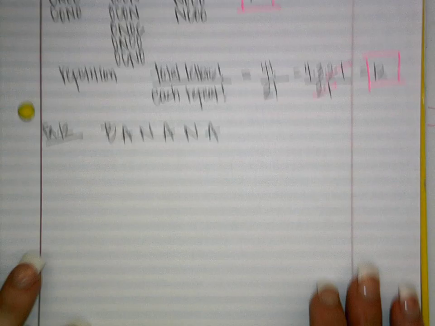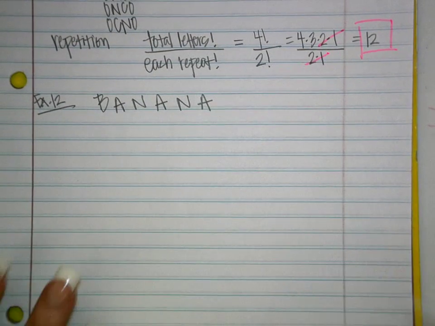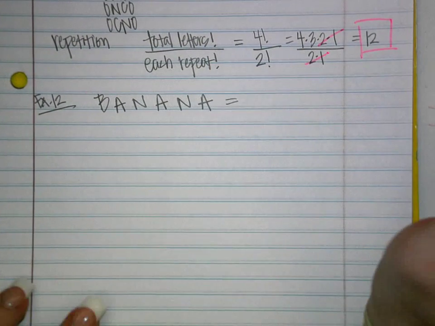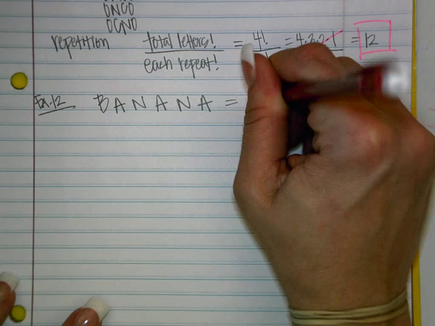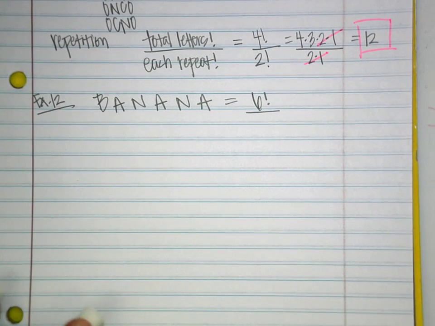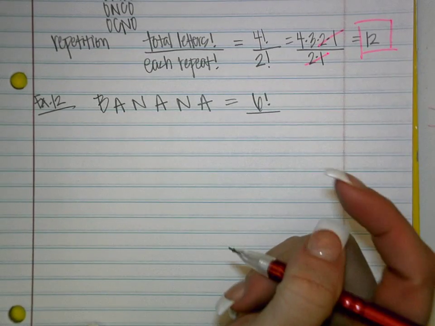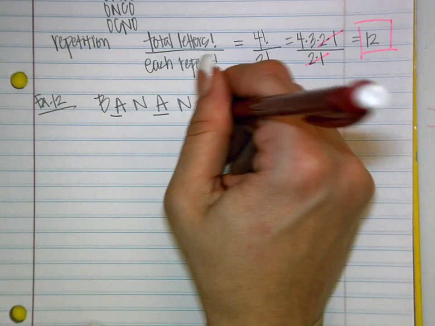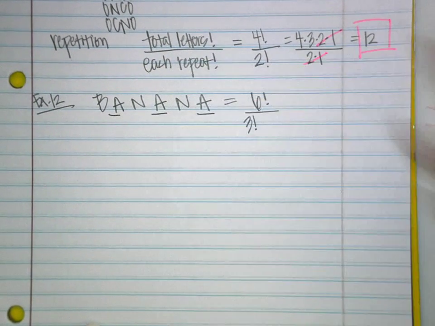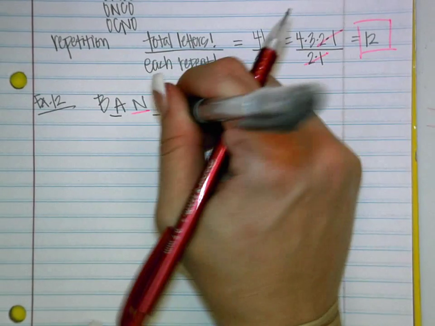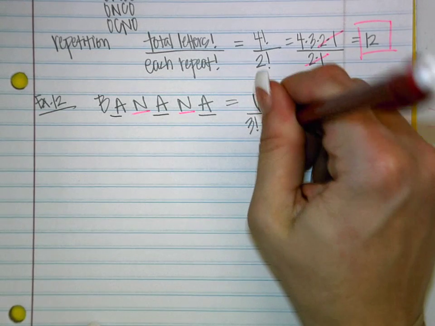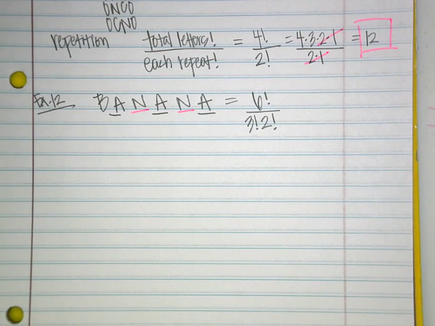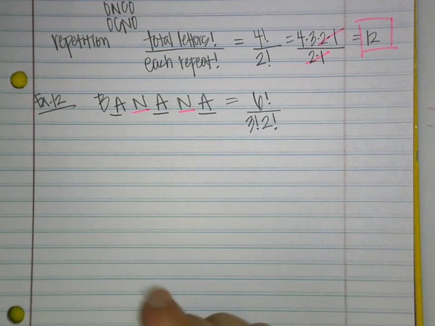So, the way you have to do this is total number of letters. How many letters are there total? 6 factorial. Divided by each repeat, okay? How many A's are there? 3 A's. And how many N's are there? 2. Okay? You do each repeat separately. You do not combine these together and say that this is 5 factorial. That is totally different.